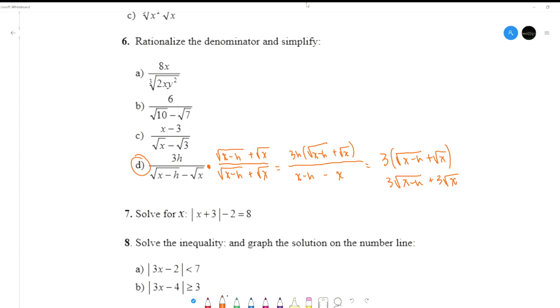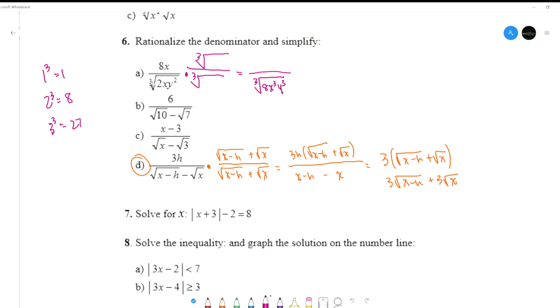All right, number 6a. I see that it's just a single term denominator, but it's a cubed root. Cubed root means you need to have perfect cubes, right? What are perfect cubes? 1 cubed is 1, 2 cubed is 8, 3 cubed is 27. Like these are perfect cubes, right? So I have to multiply this by a cubed root of something that'll create a perfect cube. So with 2, the perfect cube is 8. Right? You basically want it to be 8x cubed y cubed in the denominator.